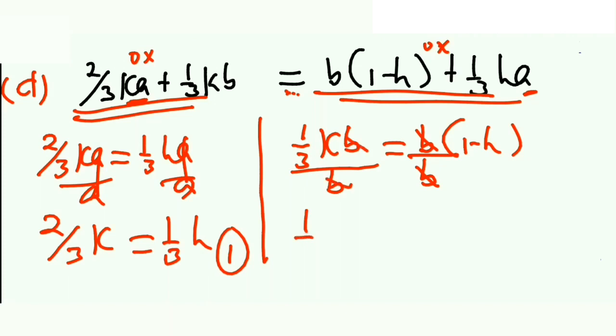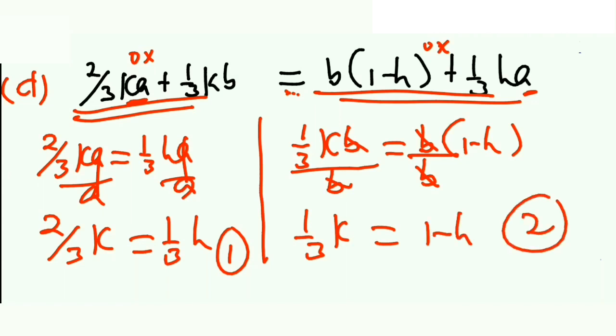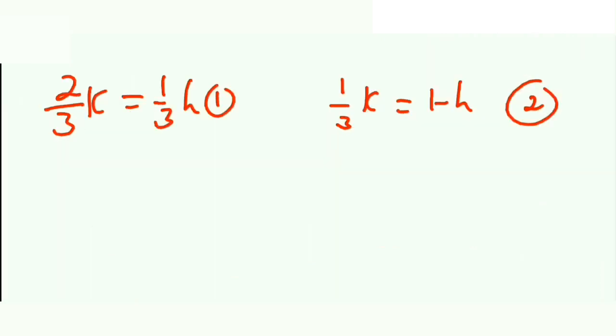So 2/3 K equals 1/3 K... equals 1 minus H. So this is equation 2. We have to make either H or K the subject of the formula, either in equation 1 or in equation 2. Let us make H in equation 2 the subject of the formula.